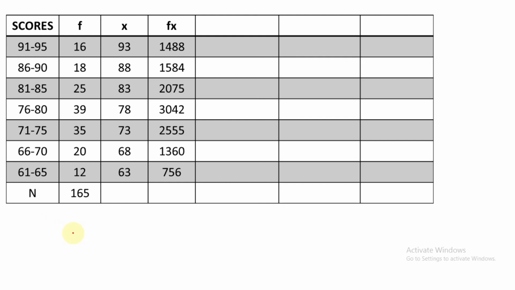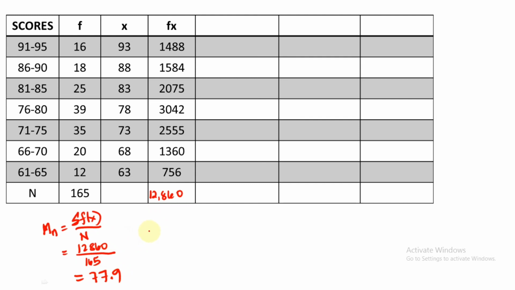Next, we will find the standard deviation and variance, or variance and standard deviation, the same given of group data. So in order to solve for the standard deviation and variance, first we need to solve for the value of the mean. So that is summation of fx over n. So that is, dito kanina is 12,860. Substitute lang natin yan, 12,860 divide 165. So the value of the mean is 77.9.